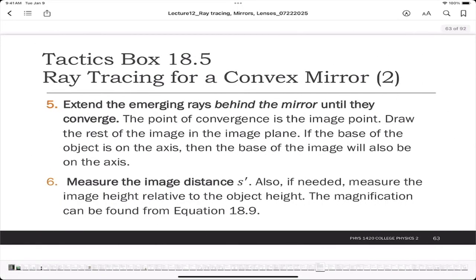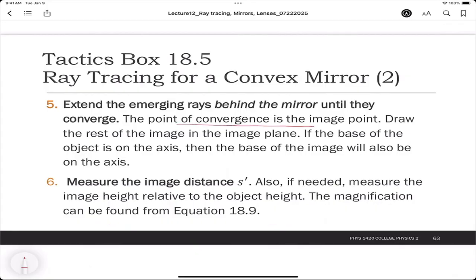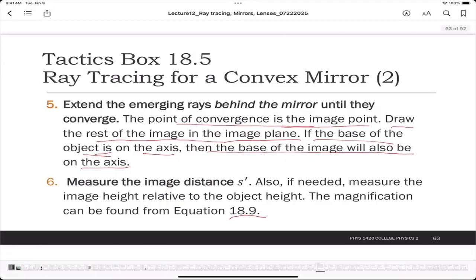And the next step: extend the emerging rays behind the mirror until they converge. The point of convergence is the image point. Draw the rest of the image in the image plane. If the base of the object is on the axis, then the base of the image will also be on the axis. The next step measures the image distance as drawn. Also, if needed, measure the image height relative to the object height. The magnification can be found from equation 8.9. Actually, it's similar steps.